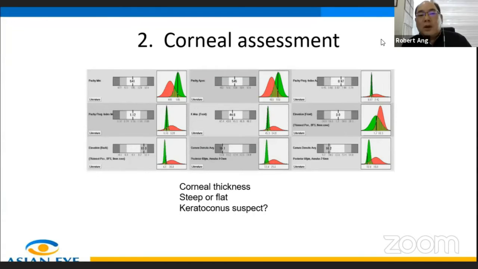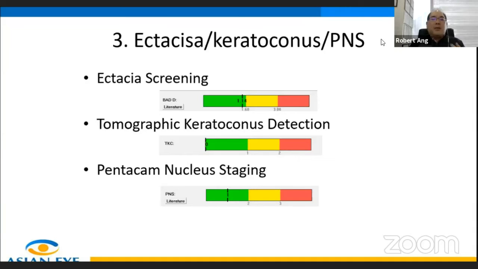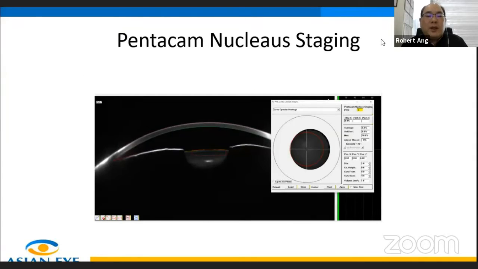Corneal thickness seems normal. Steep or flat curvature seems normal. This patient is not a keratoconus suspect, in my opinion. And then we have the summary display of ectasia screening. BAD is normal, TKC is normal, and then he has a mild PNS or nuclear staging cataract. And we see here in the middle that there's a slight opacity, and I show him this photo to explain the findings.